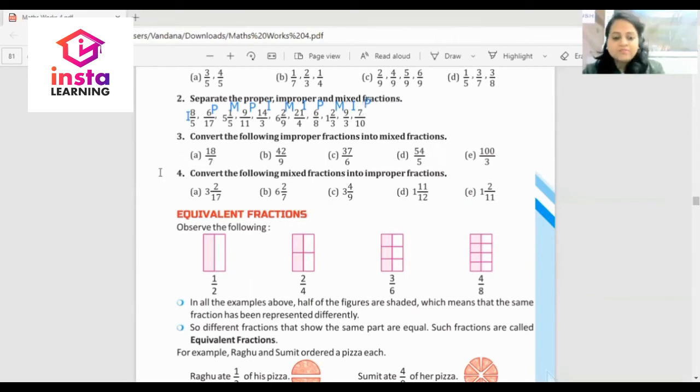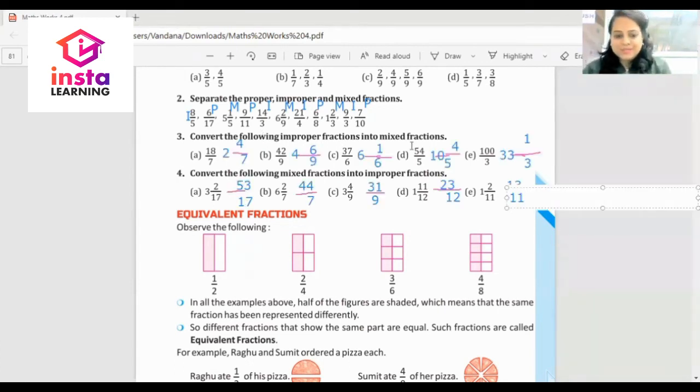Okay. Now convert the following improper fractions into mixed fractions. These are all your improper fractions. You have to convert all of these into mixed fractions, so you will get a whole number and a proper fraction. Okay, got it students? Very good. Now students, look at these fractions. 18 upon 7 is your improper fraction. Then you have to convert these numbers into mixed fractions like this.